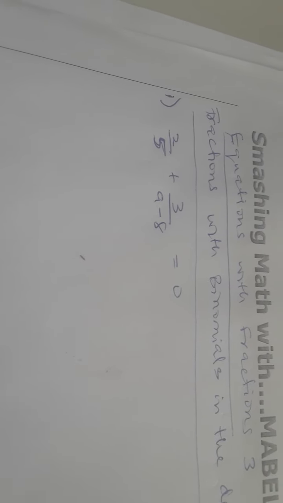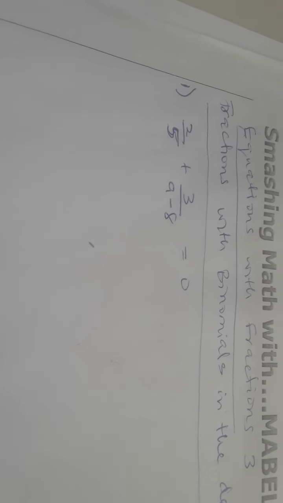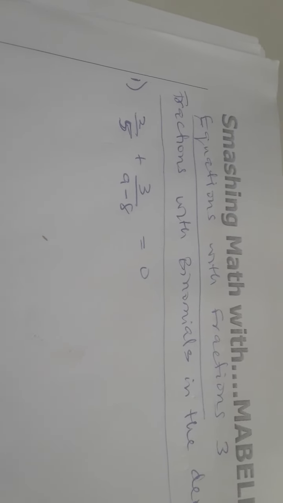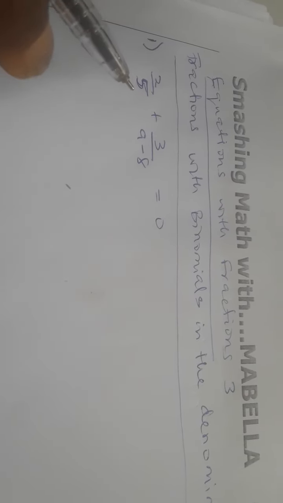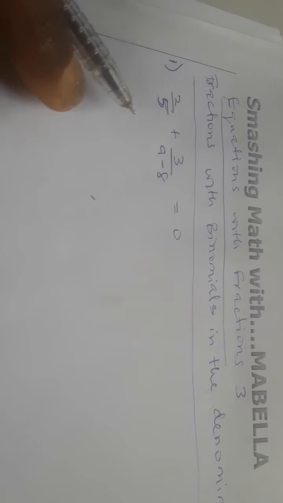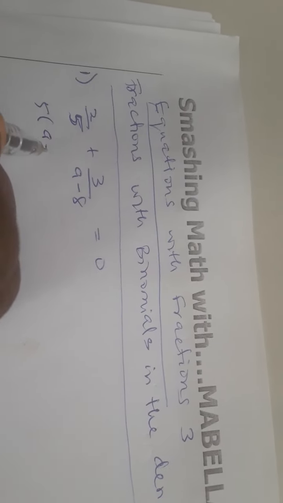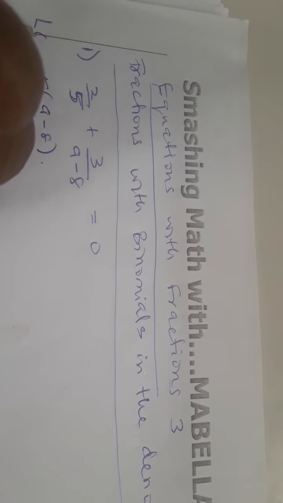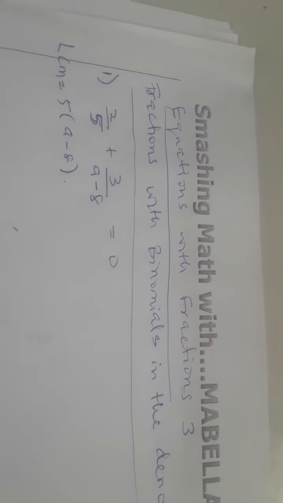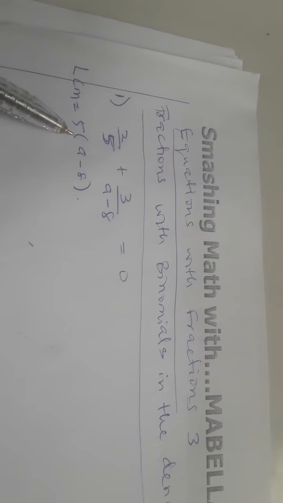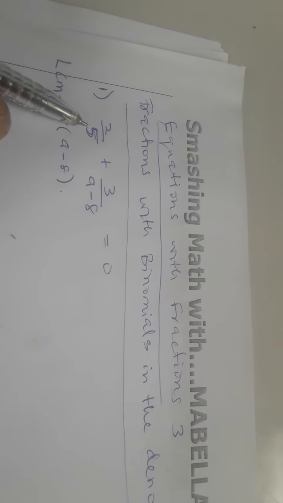For instance, if you have to find the LCM of 3 and 7, since there is nothing for you to cancel out, you just multiply it. Apply that same reasoning. So the LCM of this would simply be 5 into a minus 8. This will be your LCM, but you don't need to multiply it out. Just leave it in this format.